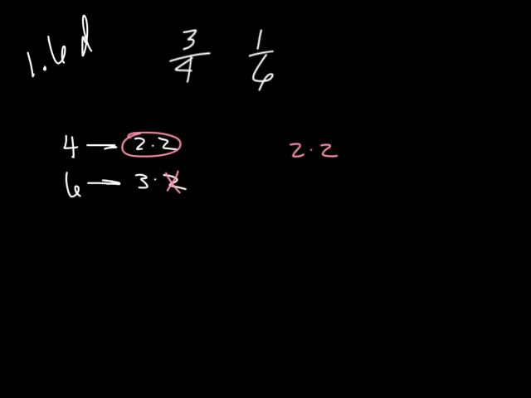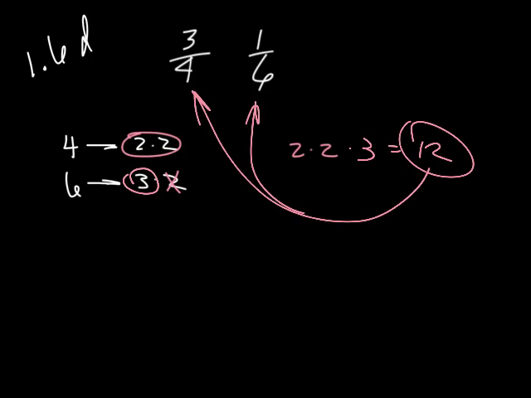Then we look at the row, and there isn't anything else here, but we have a 3 here, so this 3 obviously occurs more here than anywhere else. So we put it up there. Multiply those together and we get 12. So 12 is the lowest common denominator. It's the number that both 4 and 6 will divide evenly into.